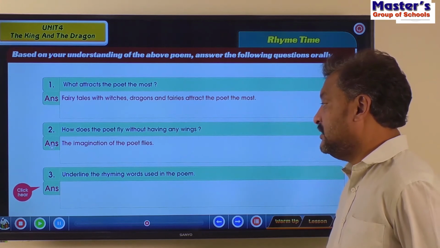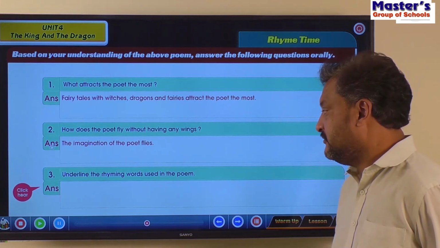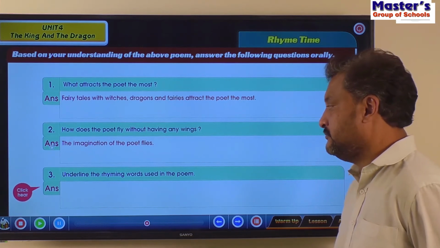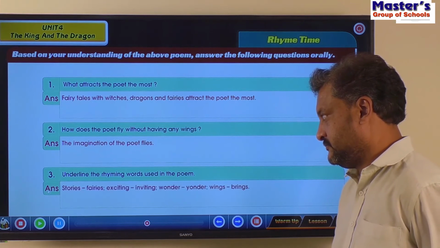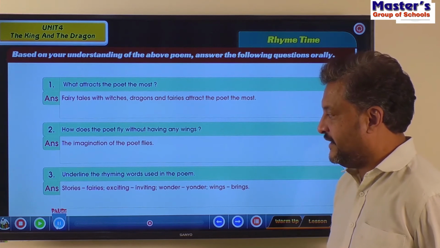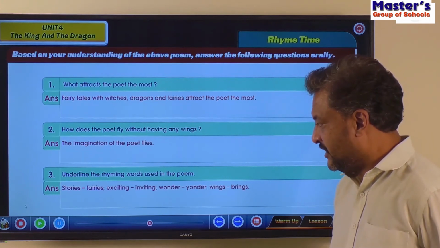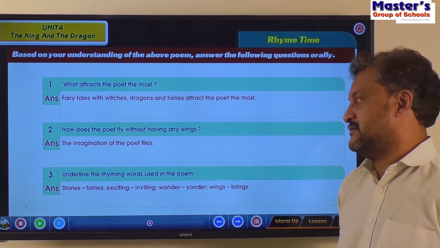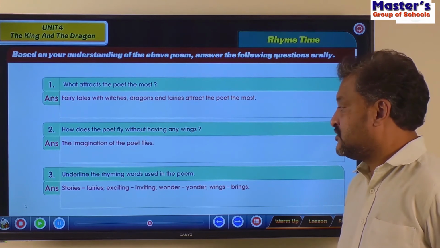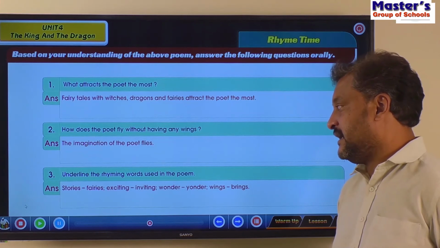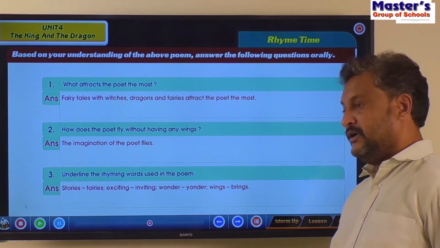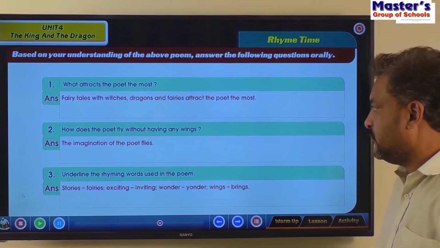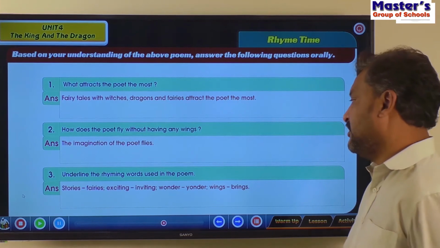Right? Third one, underline the rhyming words used in the poem. What are the rhyming words that we came across in the poem? Stories, fairies, exciting, inviting, wonder, yonder, wings, brings. So, what are they? Stories, fairies, exciting, inviting, wonder, yonder, wings, brings. Right? They are the rhyming words.